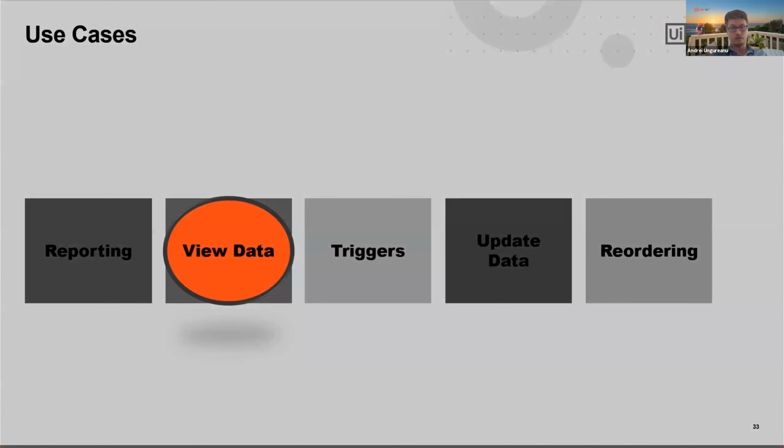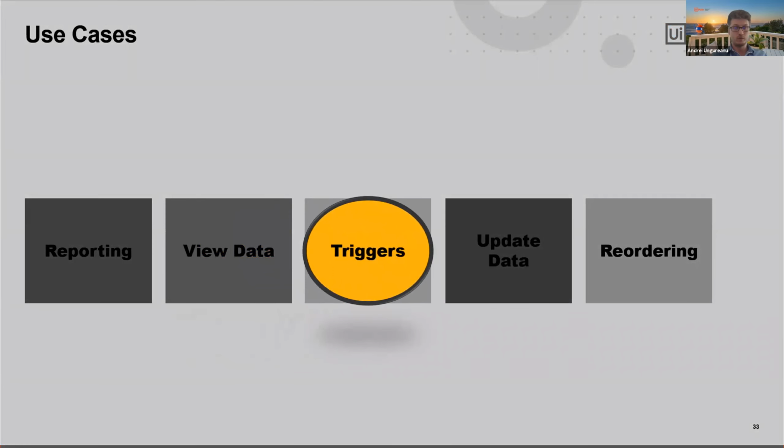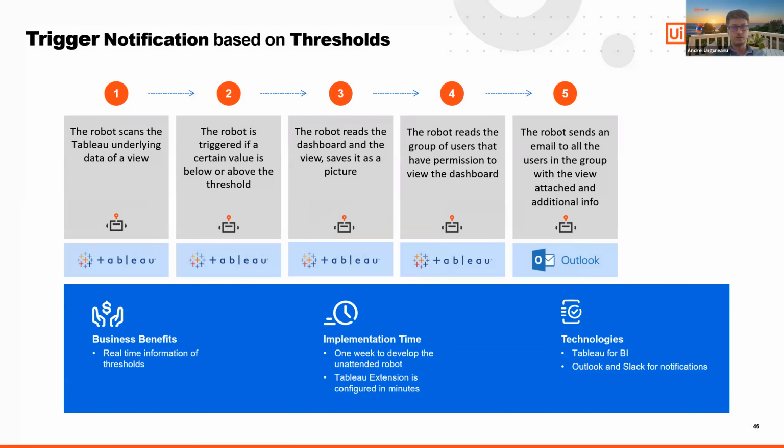Now that we covered the second part, let's move on to the third part, which I find to be quite interesting. This is a use case that refers to triggering notifications based on thresholds. So what does this mean from a business perspective?